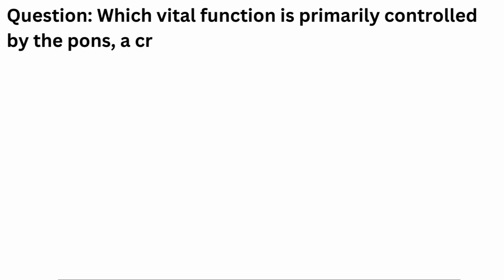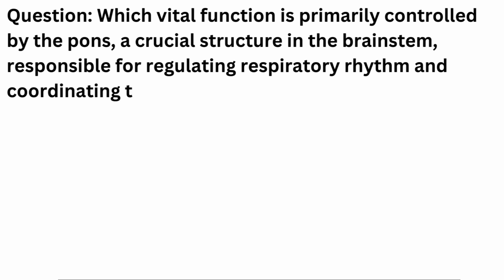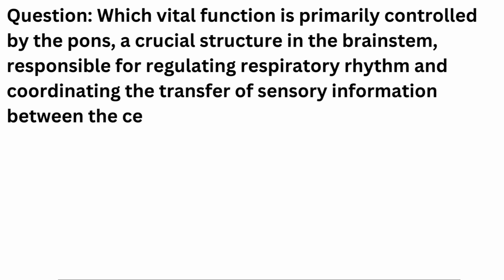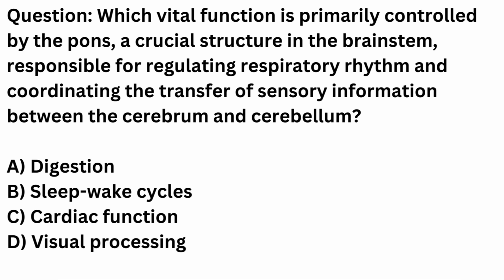Which vital function is primarily controlled by the pons, a crucial structure in the brainstem, responsible for regulating respiratory rhythm and coordinating the transfer of sensory information between the cerebrum and cerebellum? A. Digestion. B. Sleep-wake cycles. C. Cardiac function. D. Visual processing. Correct answer is B. Sleep-wake cycles.